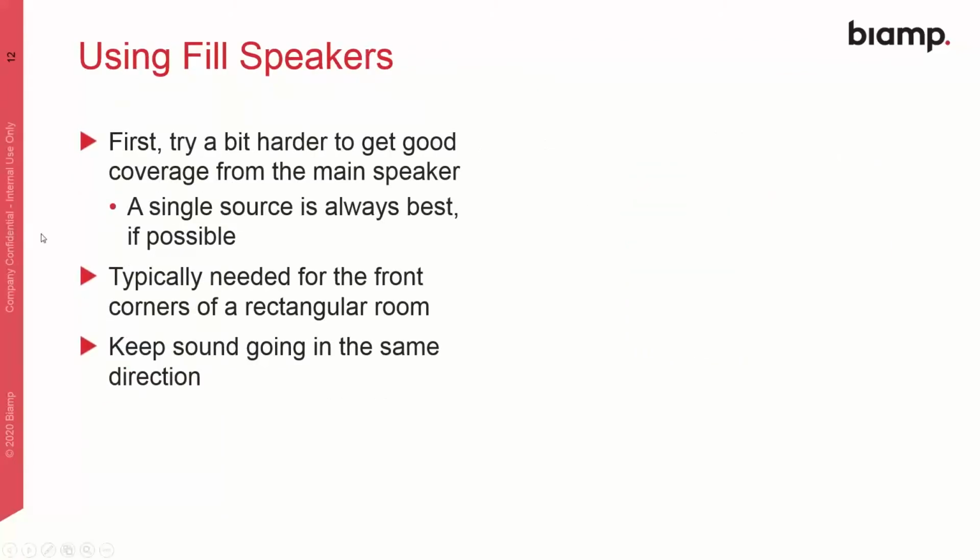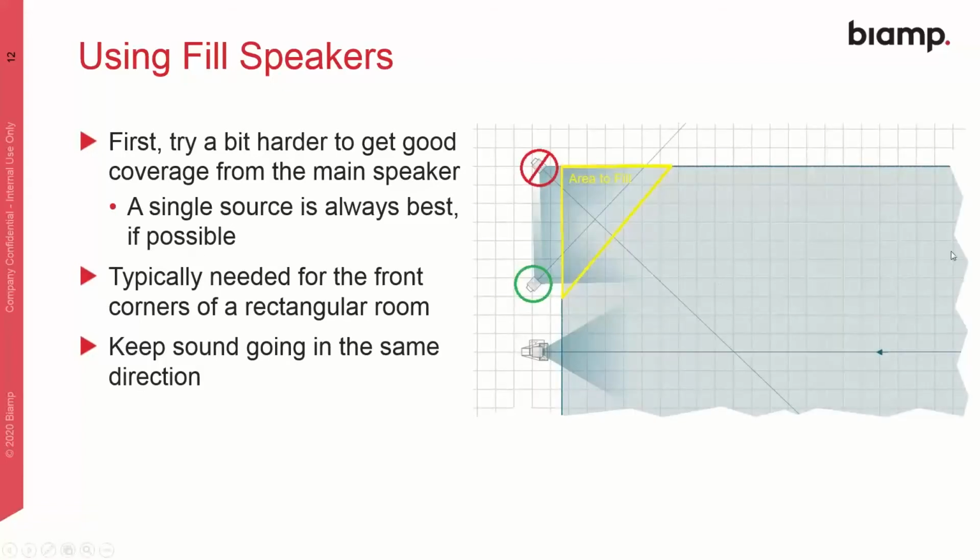So, using fill speakers. First, try a little bit harder to get good coverage from the main speaker. A single source is always best, always sounds the cleanest, always the most intelligible. If you have to use fills, you have to use fills. They're typically needed in the front corners of a rectangular room. Here we have a section of a rectangular room, with a single speaker overhead center, which covers most of it. The rear is easy to cover. That's what I wanted to point out in the last slide. The rear is very easy to cover.